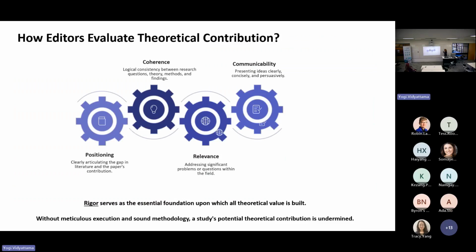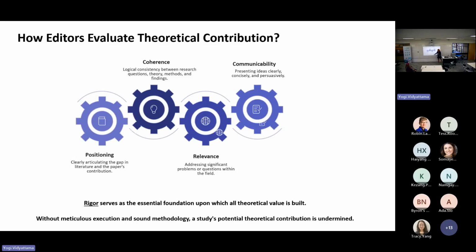Now, having given you some of the highlights, some of the papers that I thought would be really relevant for this conversation, I sat down and started to think, from my own perspective, how would I put these things together to showcase how editors in general evaluate theoretical contribution. After a lot of thinking and moving things around, I came up with these four categories: how to position your paper, how to make sure you have a coherent story in your theoretical contribution, the relevance of your theoretical contribution, and the communicability of the theoretical contribution.